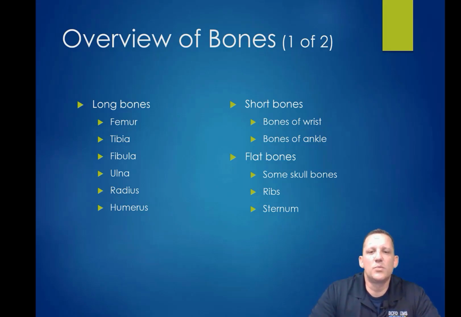Short bones would be the small cubical looking bones in the wrist and then the ankle. And then we have flat bones. So some of those are skull bones, ribs, and the sternum are considered flat bones.